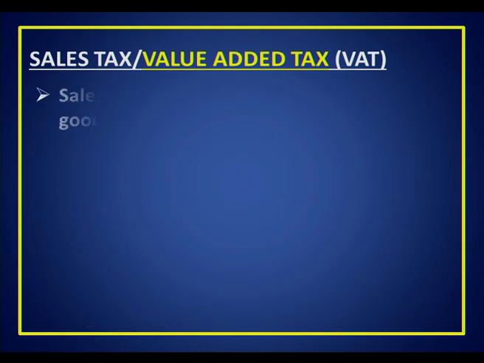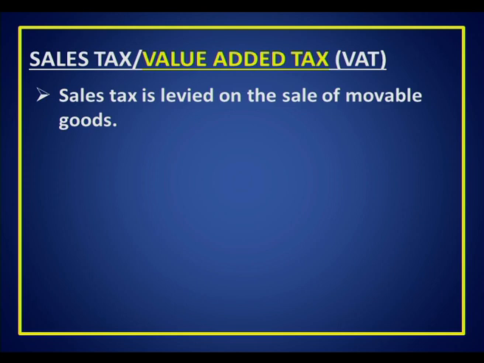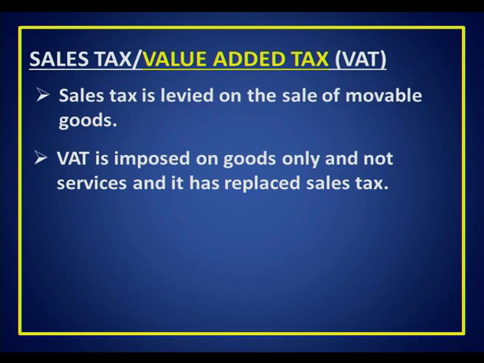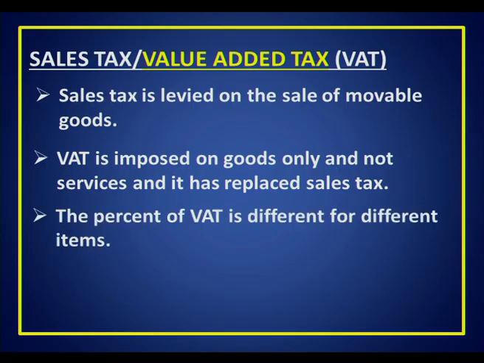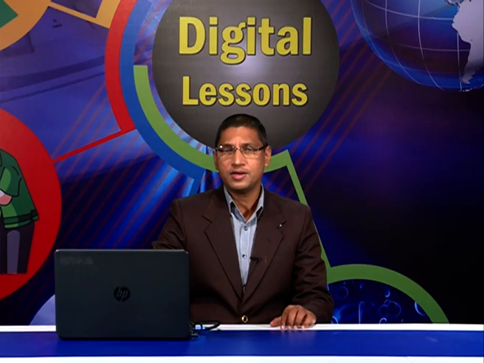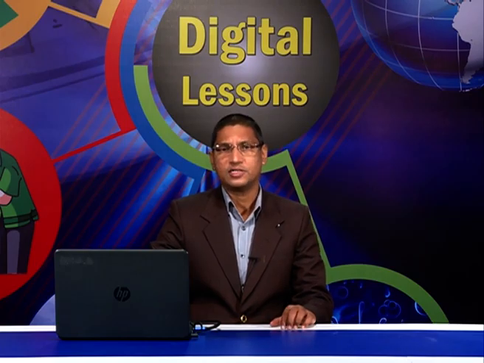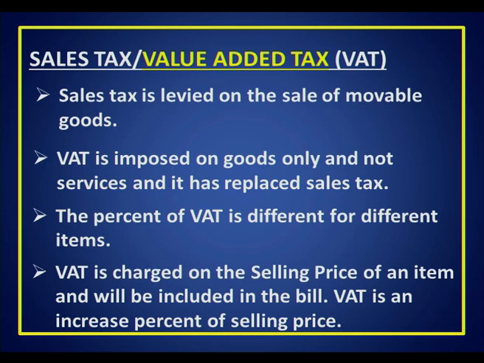Okay, children. Now, sales tax is levied on the sale of movable goods, whereas VAT is imposed on goods only and not services, and it has replaced sales tax. The percentage of VAT is different for different items. Like for example, if you are purchasing groceries, the percentage is different, whereas if you are purchasing say an automobile, that is different. Now, VAT is charged on the selling price of an item and will be included in the bill. So, whenever you purchase any item, you can see there will be a VAT in that bill.